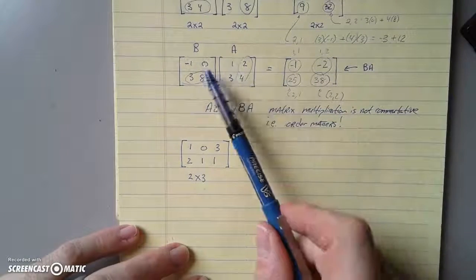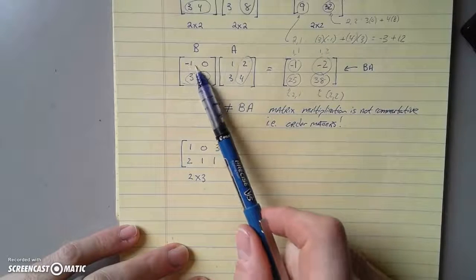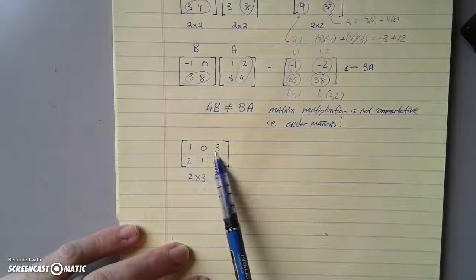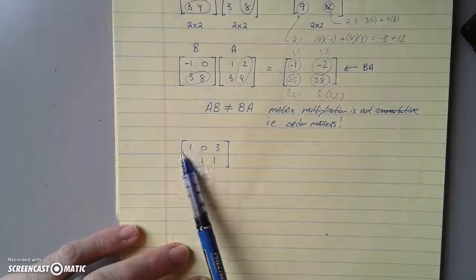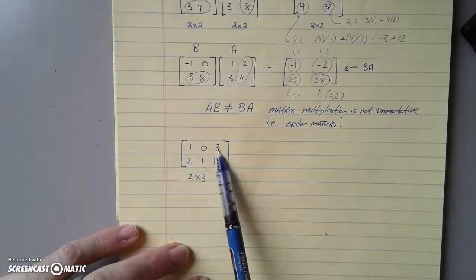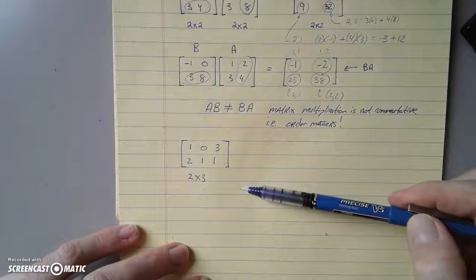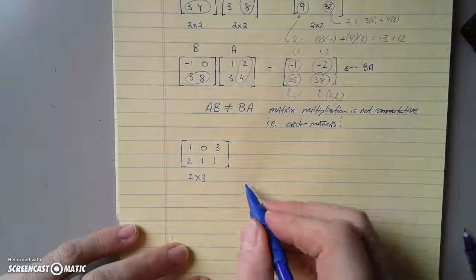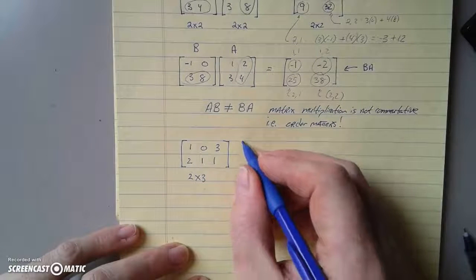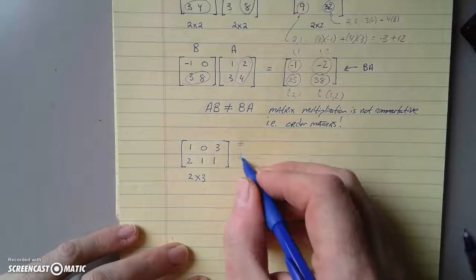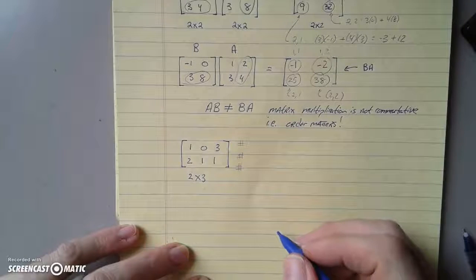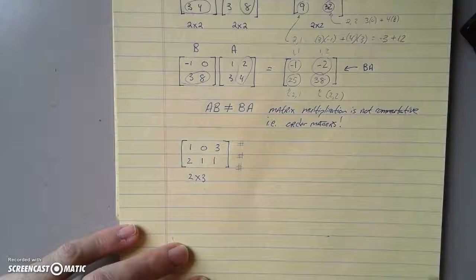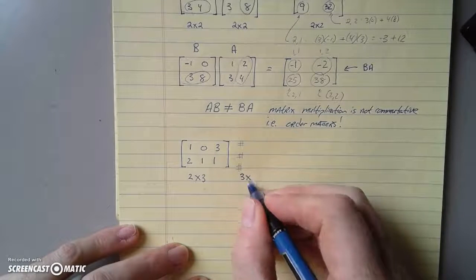Now think about how we're doing this. We're taking rows from the first matrix times columns in the second. If I take a row that's 3 entries long times a column, my columns have to be exactly 3 high. So I have to have columns that have 3 numbers here, which means 3 rows. So I have to have a matrix that's 3 by something.